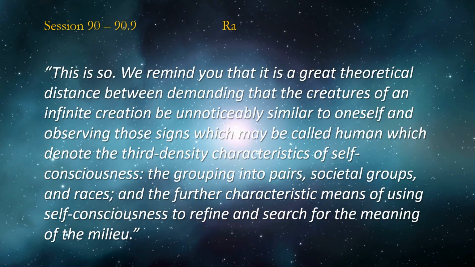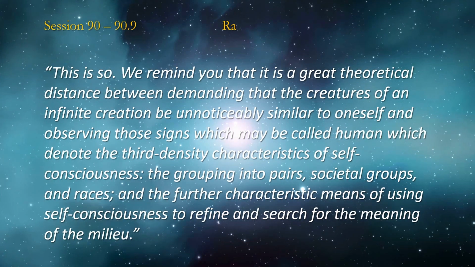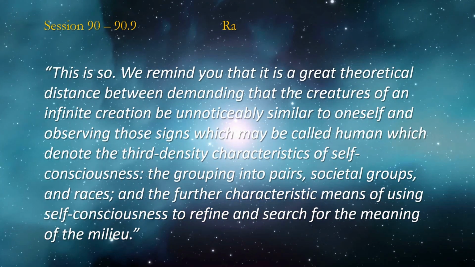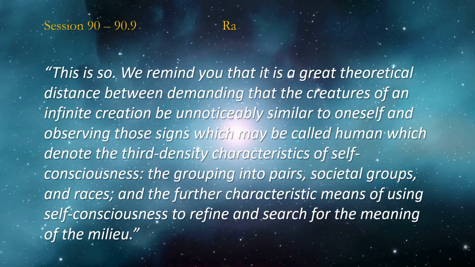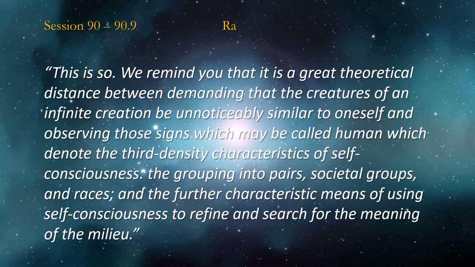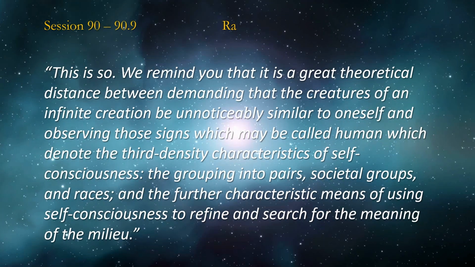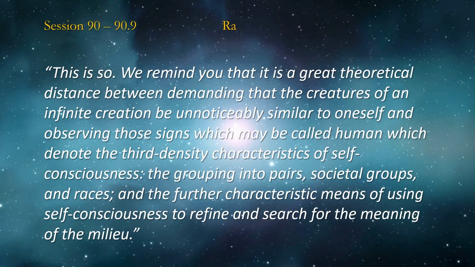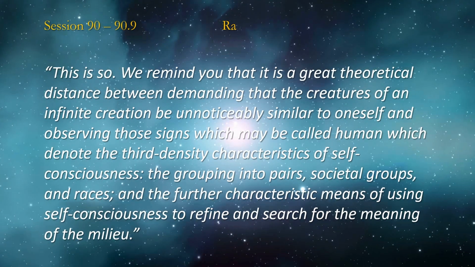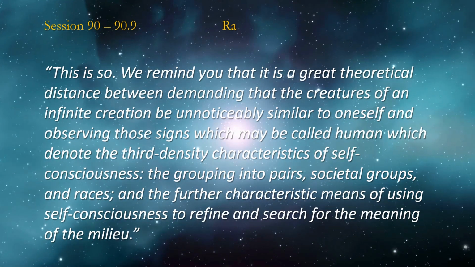We remind you that it is a great theoretical distance between demanding that the creatures of an infinite creation be unnoticeably similar to oneself and observing those signs which may be called human, which denote the third density characteristics of self-consciousness, the grouping into pairs, societal groups, and races, and further characteristic means of using self-consciousness to refine and search for the meaning of the milieu.